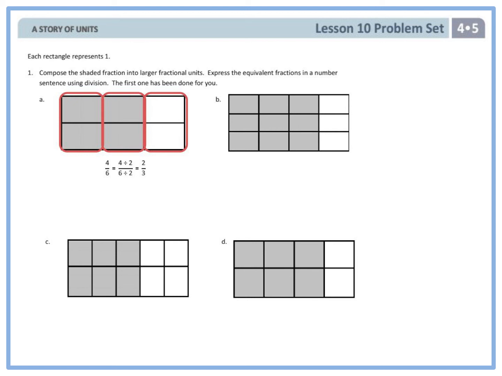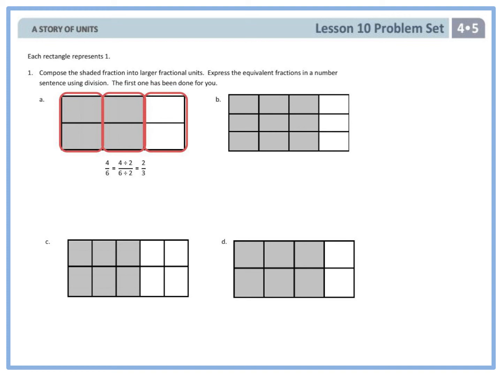I'm going to do B for you. I want you to do this on your own. You come back and check it. But B is the one that I will do with you, and you'll do the others. Make sure that you follow along and that you do those on your own.